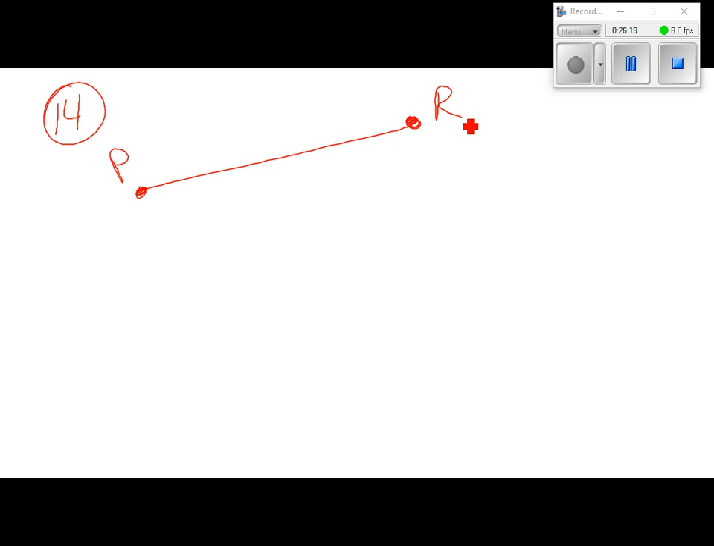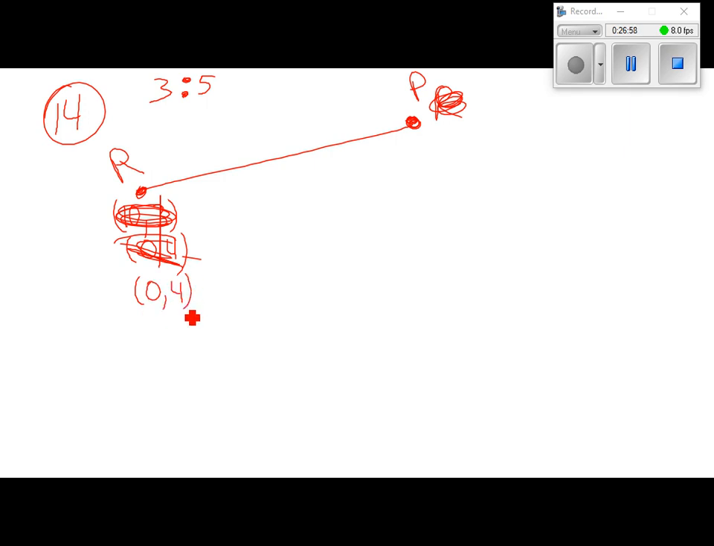So her path looks something like that, right? Ratios, 3 to 5. R's coordinates are 0, 4, and P's coordinates are 10, 3. This should be R, and this is P. 0, 4 was right, but the line going up through there made it look like 14 or something. And then 10, 3.